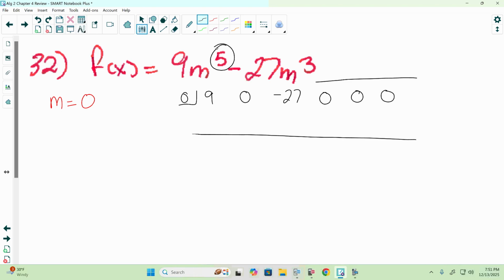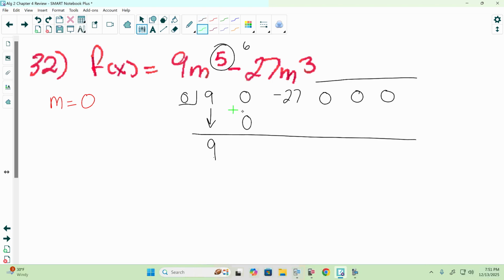Now another way I can make sure I have the correct amount of terms, since the degree is 5, we should have 6 terms. 1, 2, 3, 4, 5, 6. Okay. We do have them all there. Bring the first number down. 9. So 0 times 9 is 0.